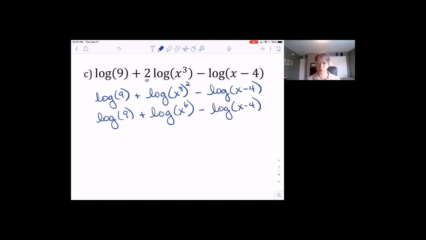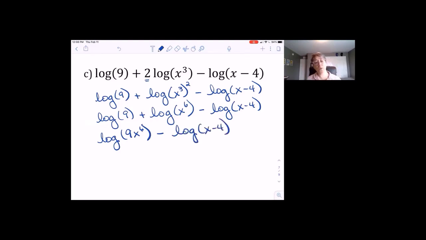Remember, we cannot distribute a logarithm, so that x minus 4 is stuck. It doesn't change to multiplication or get spread out. Now let's focus on the addition and subtraction left to right so we can combine our logarithms. The first one is addition. Logarithms represent exponents. When do we add exponents? When we multiply like bases. So we're going to take this common log and multiply the 9 times the x to the 6th. And we still have the minus log of (x - 4) at the end.